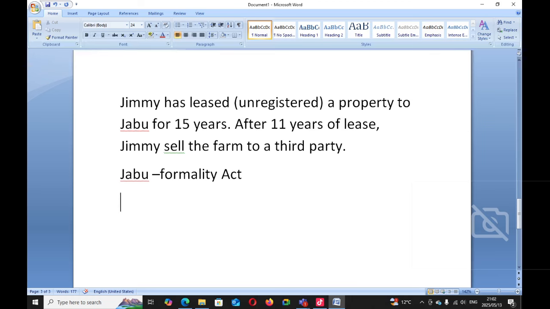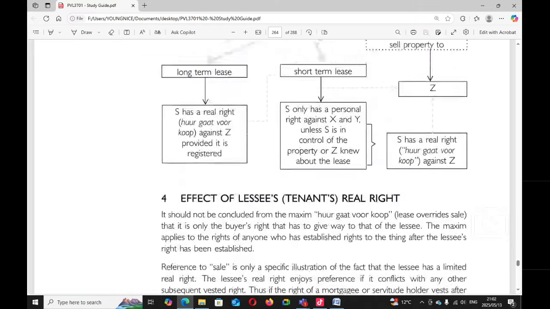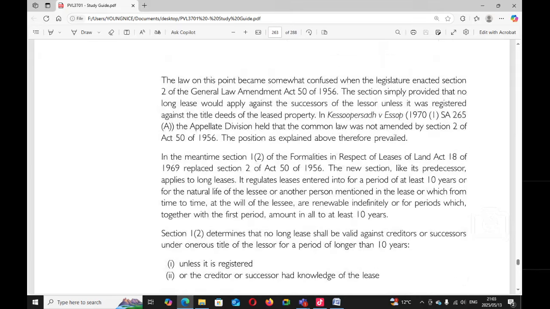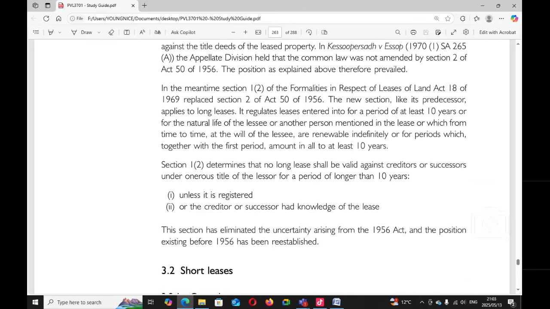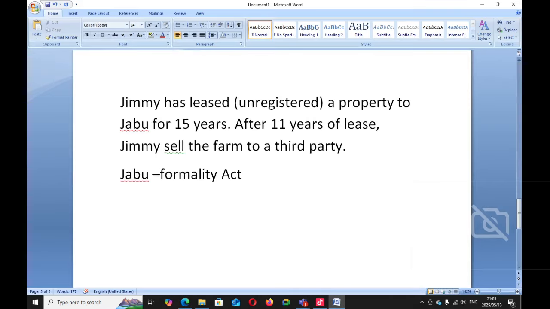Remember, the formalities made it clear that unless the lease is registered, I hope you have read that one. We have read it together. They say that Section 1, subsection 2, made it clear that it won't be valid unless it is registered. Therefore, it doesn't matter whether the person has knowledge about registration or not. As long as it is registered, the third party will be bound. Right? So, yes, let's move forward.